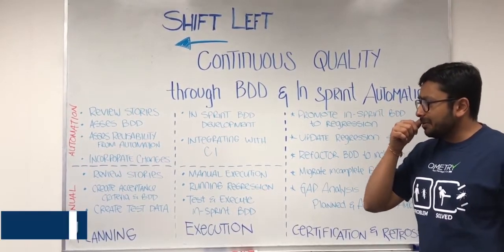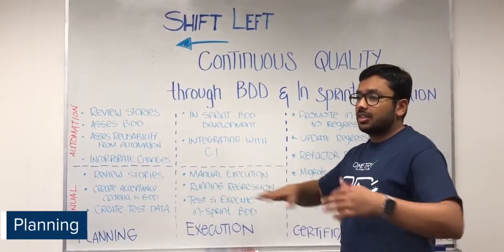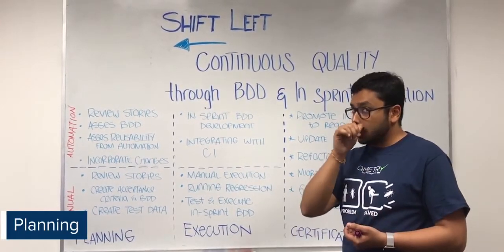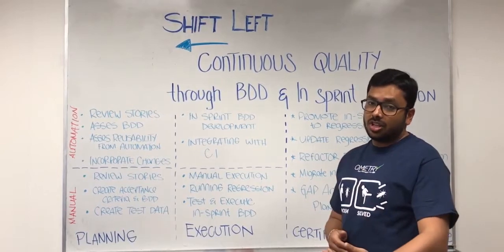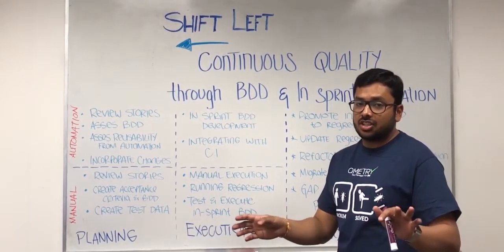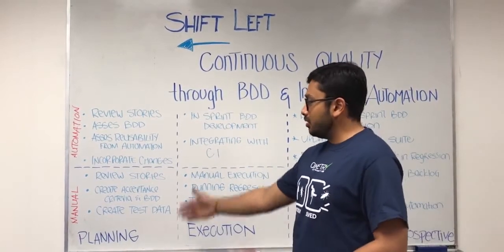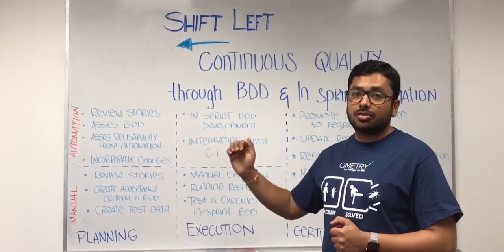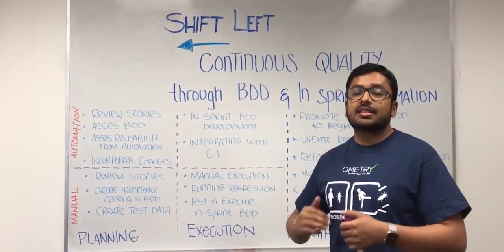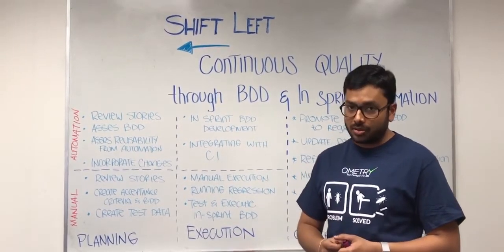When we are doing the planning, there are different activities for each team, the manual team as well as the automation team, during this in-sprint testing. Once we have our user stories, my manual team will start writing or reviewing those user stories and start writing acceptance criteria or BDDs for those.